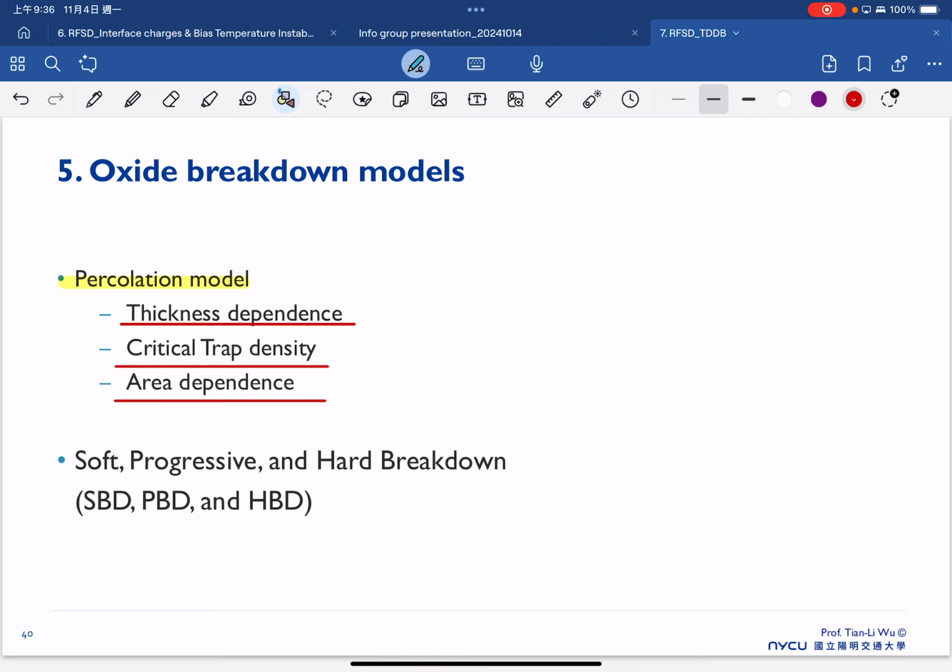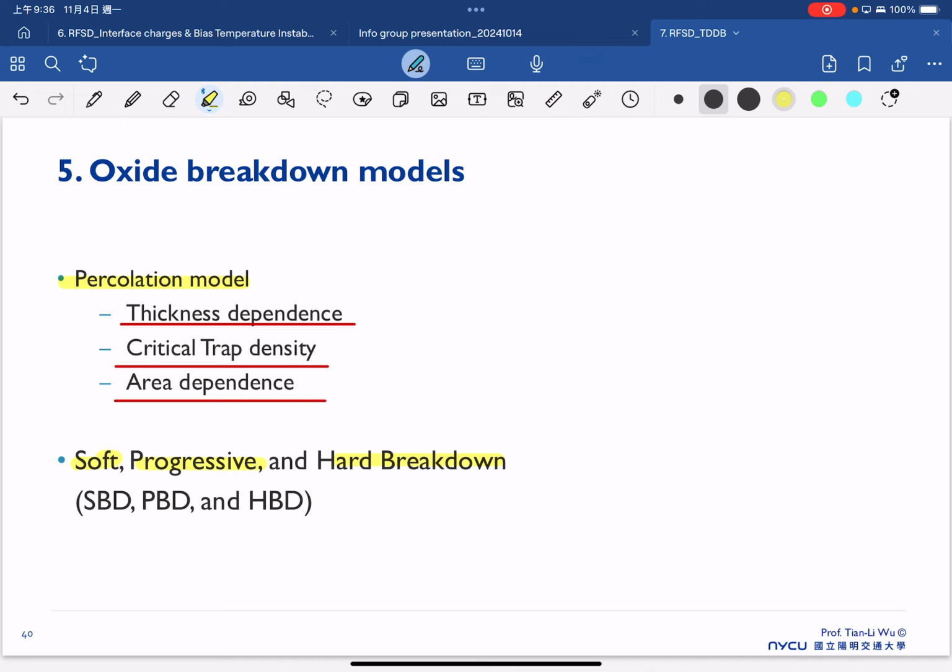When we talk about the TDDB, we also need to understand that there are different phenomena related to the time dependent breakdown, which can be considered as three different types that we usually call soft breakdown, progressive breakdown, or hard breakdown.